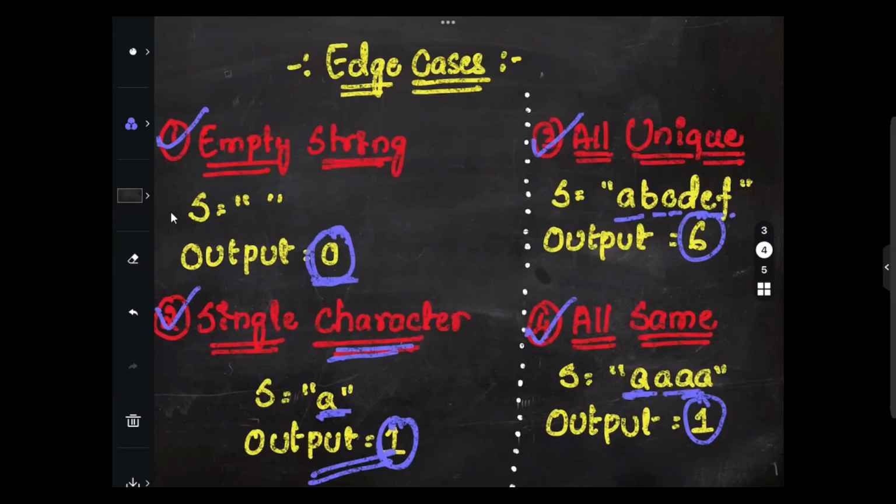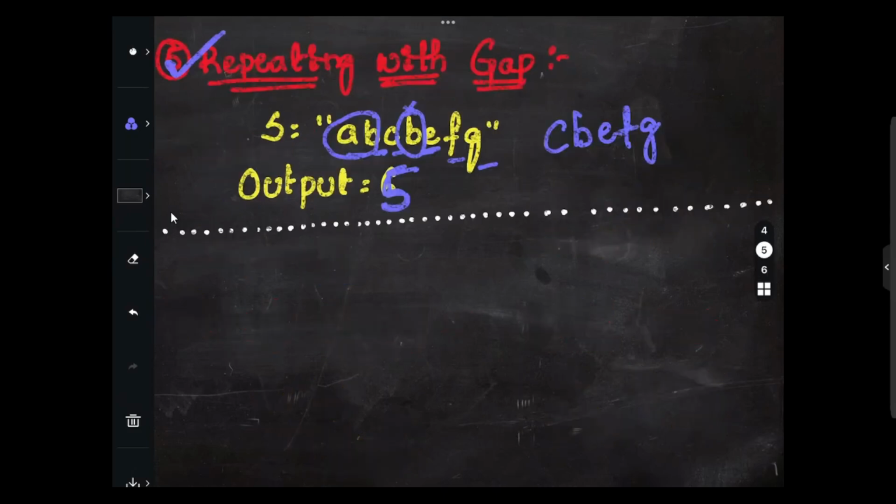The first one is for empty string. The second one is for single character. The third one is for all unique. The fourth one is for all same. And the fifth one is for repeating with gap. I hope all the edge cases are clear. Now we are familiar with the approach as well as the edge cases, so it will be easier to write the code. Now let's start writing the code.